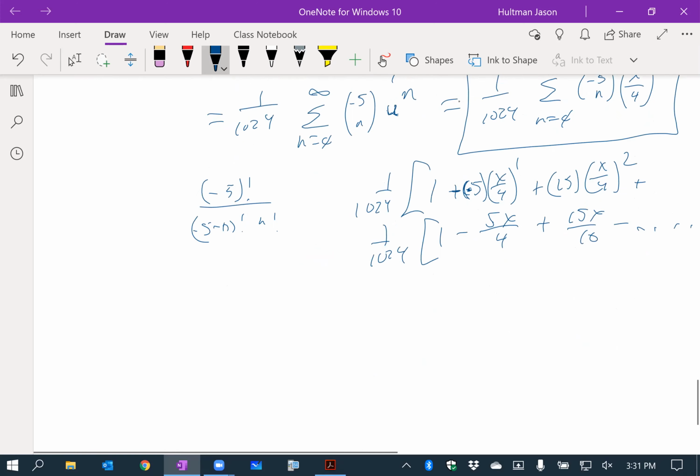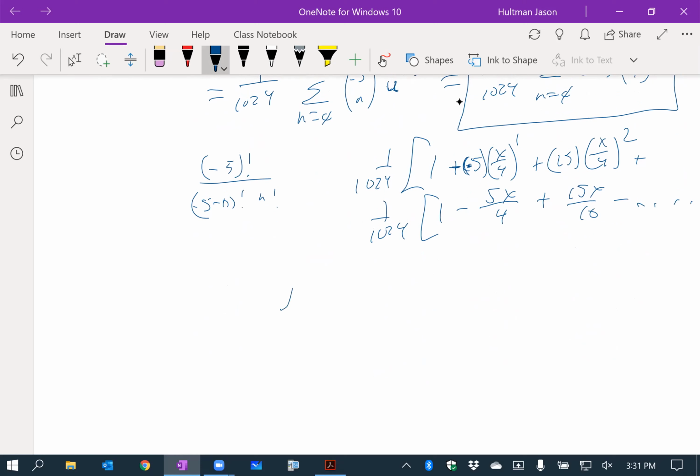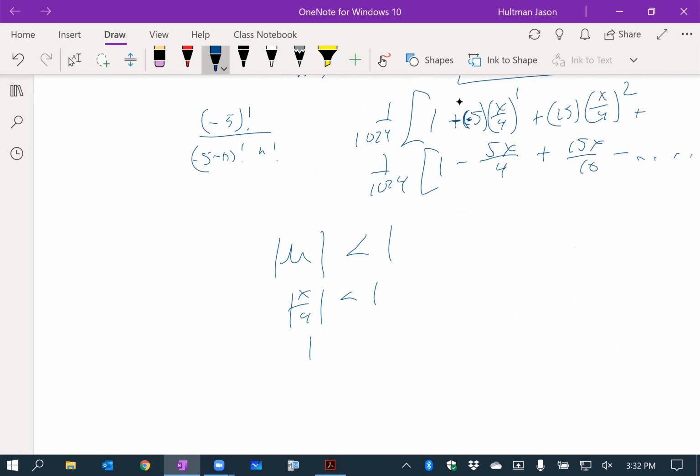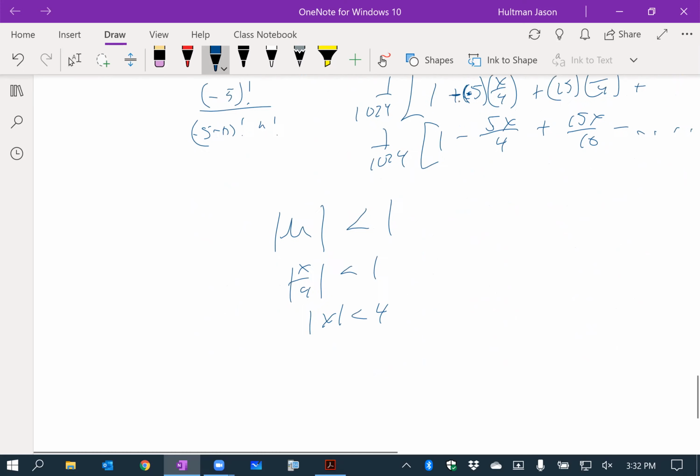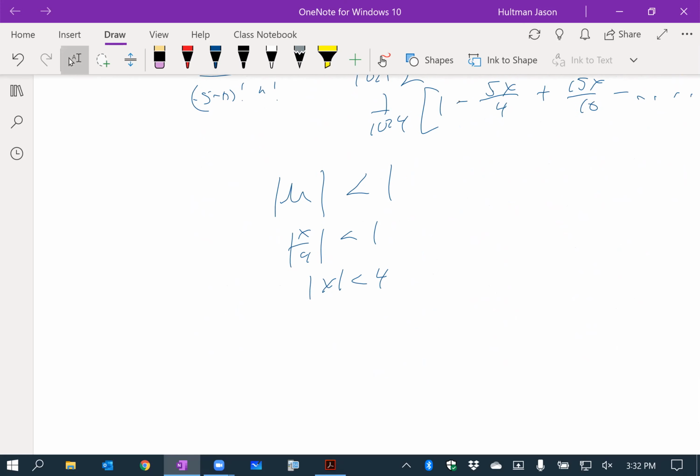Okay, what's the radius of convergence? Well, the absolute value of u is less than 1. But what was u in this case? u is x over 4, which is less than 1. So we know that the absolute value of x is less than 4, which means that the radius of convergence is 4. R equals 4.